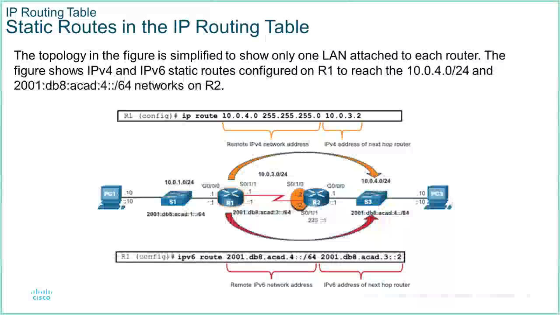Command structure. This is a global command, so we do it from the global config, and the command is ip route. We then specify the network, the subnet mask, and the IP address of the next hop.